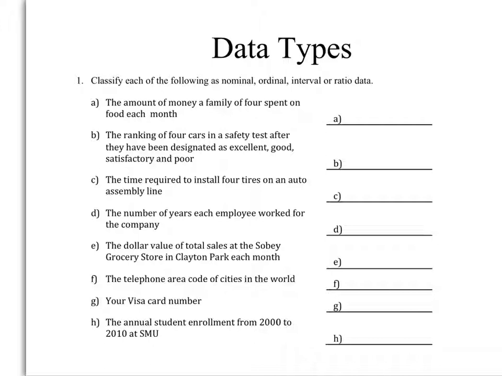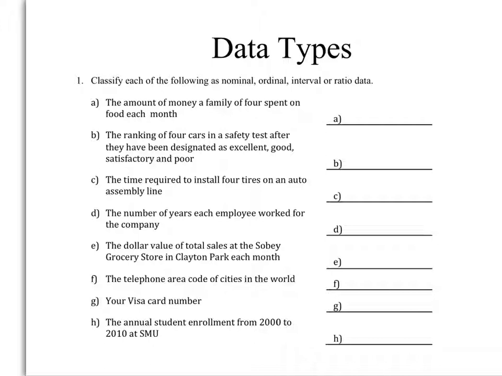Ratio data, on the other hand, is numerical or quantitative data, but the ratios make sense. And there is an absolute zero. So if we talk about distance, if we say 0 meters, then there's no distance. If we say 2 meters and 4 meters, 4 meters is twice as long as 2 meters. So that makes sense. Okay?